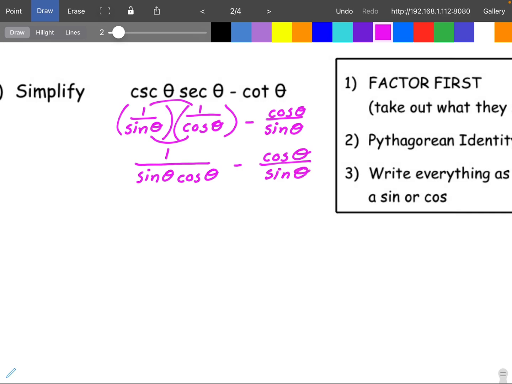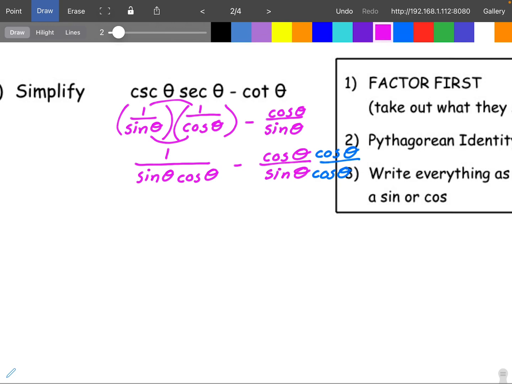So like I said, if we think about this just in terms of fractions, I'm subtracting two fractions. In order to subtract fractions, I must have a common denominator. So how can I make those denominators the same? Well, the first denominator has sine times cosine. The second denominator only has sine. So if I were to multiply that times cosine theta, that would then give me the same denominator. If I multiply the denominator of that second fraction by cosine theta, then I have to also multiply the numerator of that fraction by cosine theta, because then technically I'm just multiplying by 1 and I haven't changed the value of that fraction.